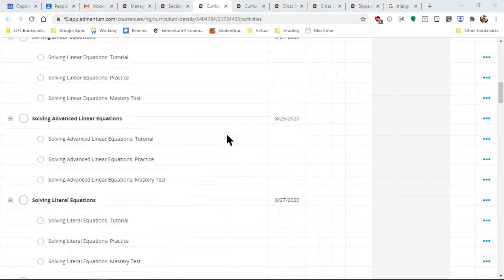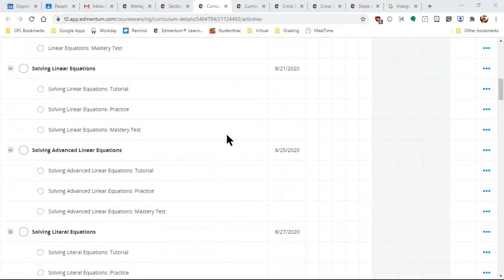All right, cool. So we started solving linear equations. So now we're going to solve advanced linear equations. This is going to be more about when you have to do more steps to solve a linear equation. So we're going to get into this a little bit more. So let's start off here.